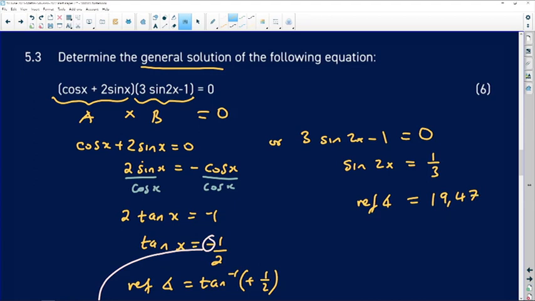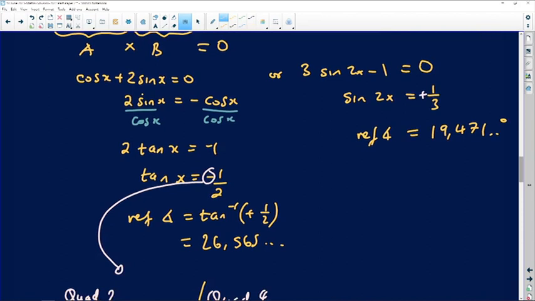We're going to get 19.471 degrees, and then after that we check the quadrants where sine is positive. So where is sine positive? Sine is positive in quadrant 1 and also in quadrant 2. In quadrant 1, the reference angle becomes an answer because 19 degrees lies in quadrant 1. Therefore, we will say 2x is 19.471 plus k times 360 to make it general. This is the answer that I'm getting from quadrant 1.